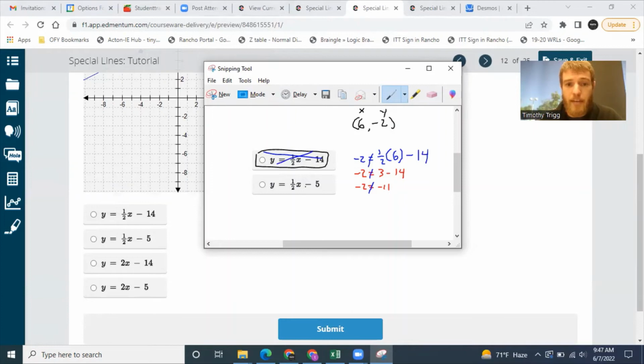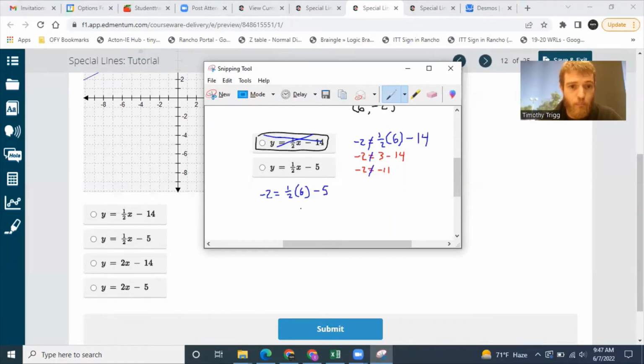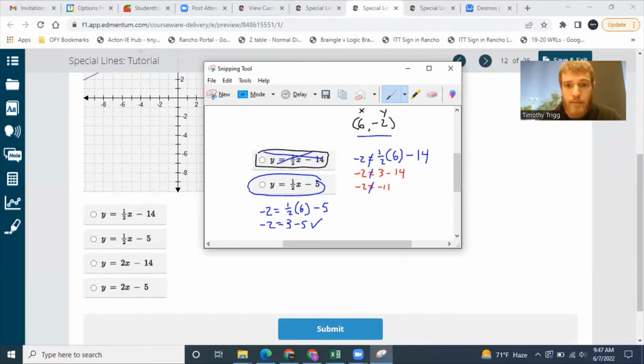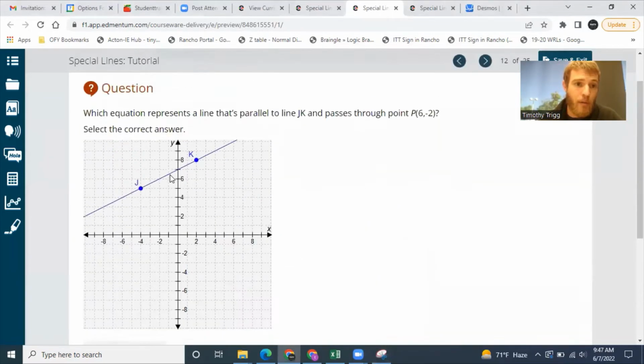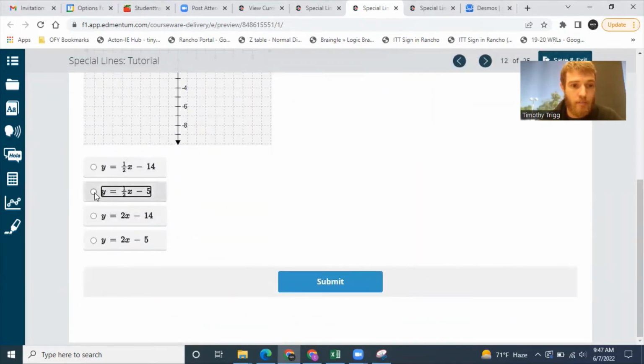So I'm going to replace my x and y with the coordinates here, replacing x with 6 and y with -2. So -2, and 1/2 x becomes 1/2 times 6. This is -2 equals, what's half of 6? 3. 3 minus 5. And yeah, 3 minus 5, that is -2. So that is correct. So this is the equation of a line that passes through this point, 6 comma -2, and it's also parallel to this line here because they have the same slope. So we know that this is the correct answer here.